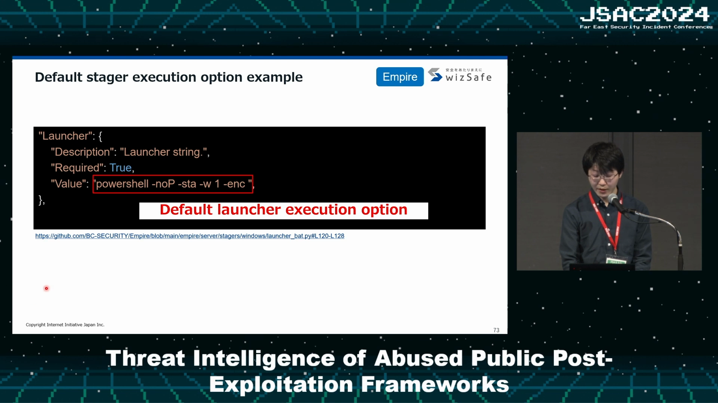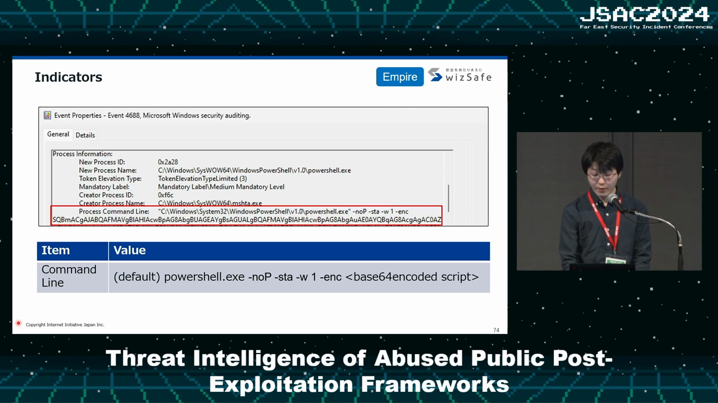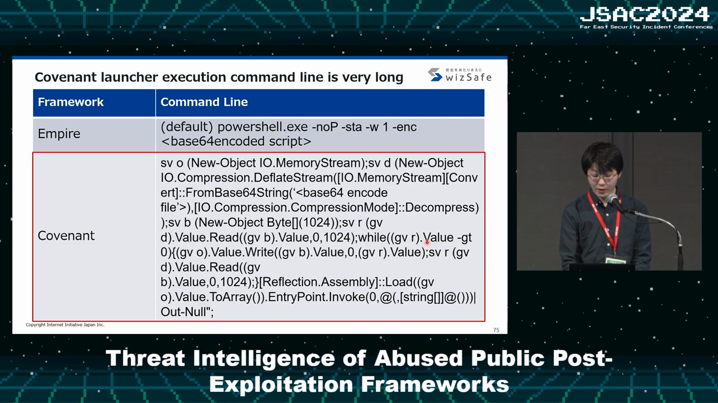The default setting is that the red portion is hard-coded. In the event log, the hard-coded contents are executed by PowerShell, but the encoded string is also recorded. So that's the characteristic. Lastly, let's look at Covenant.